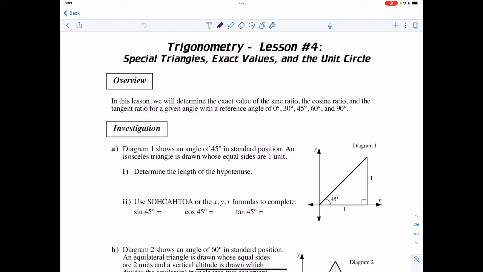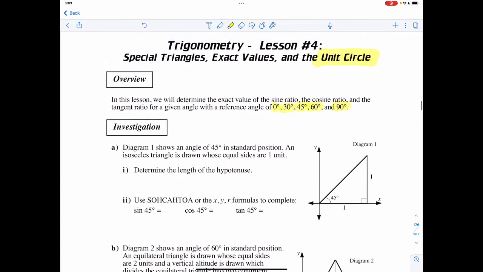Okay, for this lesson, we're going to take a look at some special triangles, the exact values, and most importantly, how they fit into what's called the unit circle, which we use to calculate exact values and exact angles based on what those ratios are. Now, the key reference angles that we use are 0 degrees, 30 degrees, 45, 60, and 90. And we build out our entire unit circle based on these specific angles.